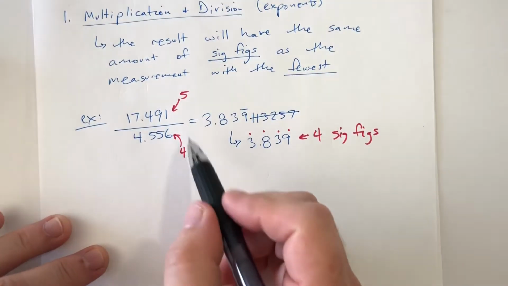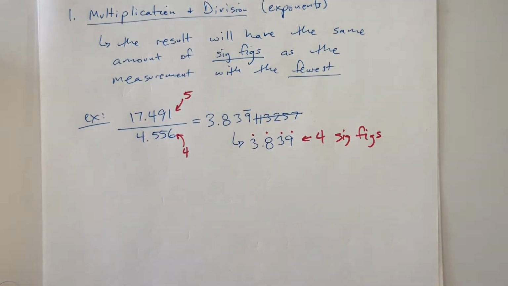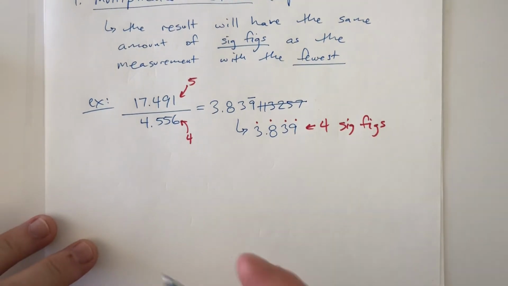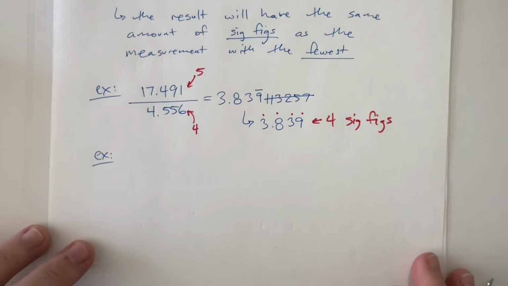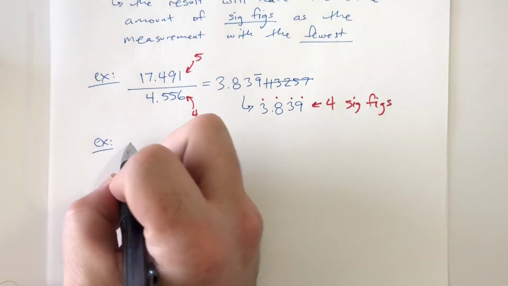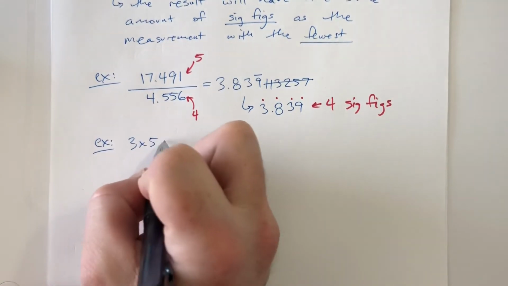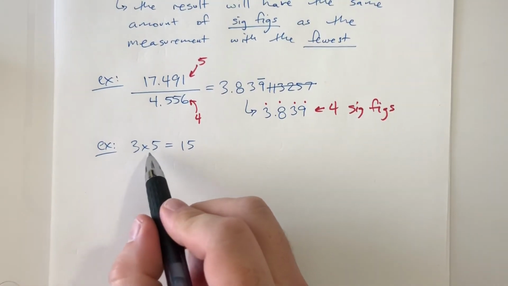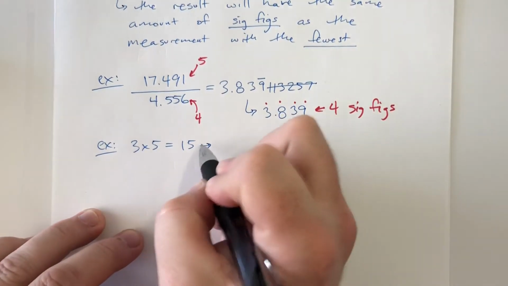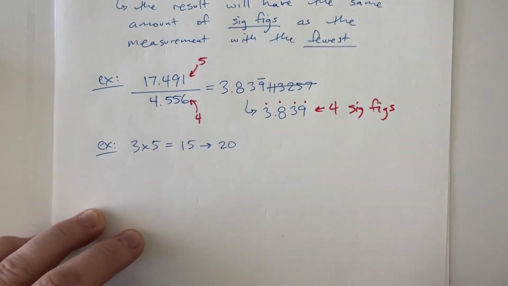So, basically whichever one has the fewest, that's how much that one's going to have. I do want to point out something though. This is an example that I think is funny. I know it sounds stupid to have funny sig fig examples, but if we do 3 times 5, most of you are going to say 15. Well, this has 1 sig fig and this has 1 sig fig, so this would round up to 20.